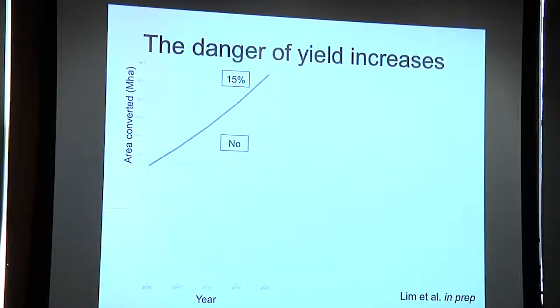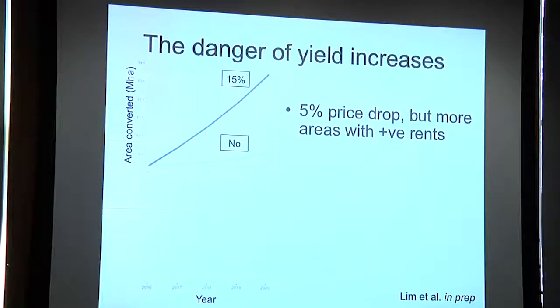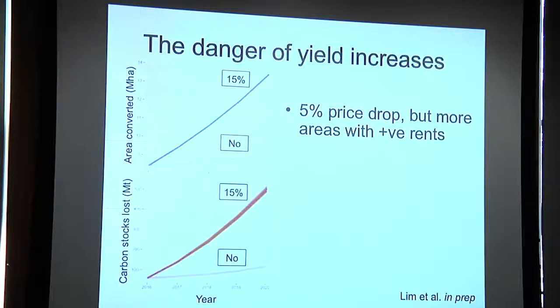And the reason for that is that although there is a price drop, you're also producing a lot more crop per hectare, and consequently you have far more positive land rents. It is more profitable now to farm oil palm. As a consequence of that, we will be expecting to see deforestation. These are his projected outcomes for carbon loss. So we see a lot more deforestation, a lot more carbon emissions.